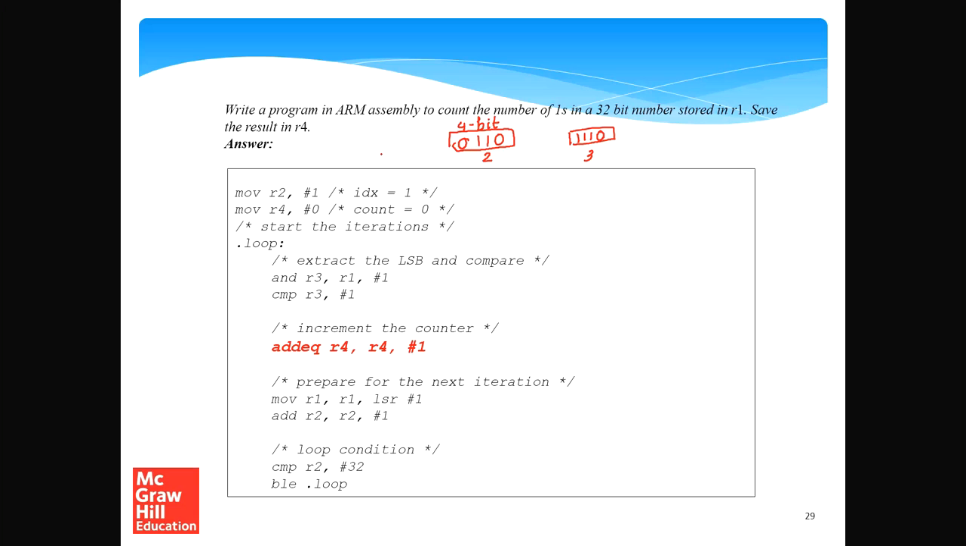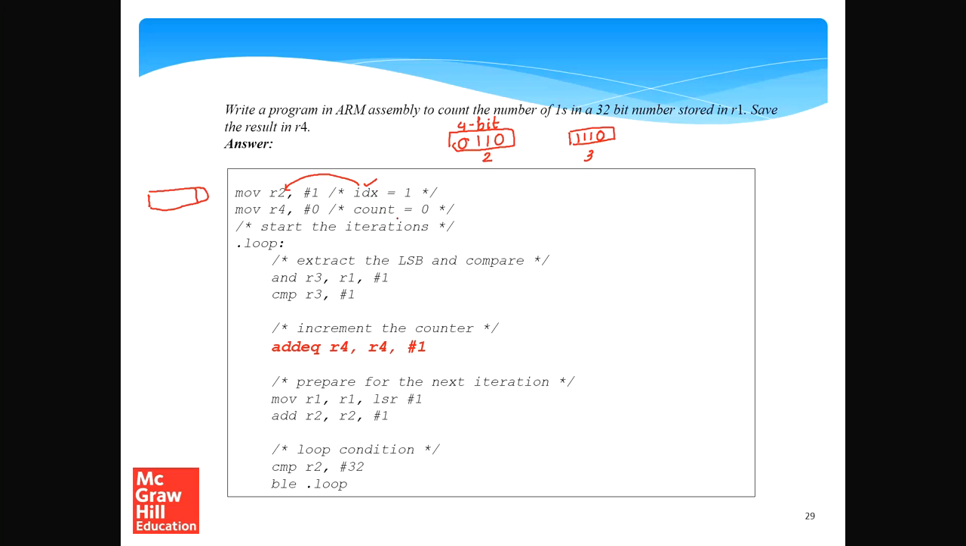So let's move ahead. So we want to have a loop. So what is the idea? The idea is that in a 32-bit number, each of these bits needs to be considered one after the other. We need to check if it's a 1 or not and increment a counter. So essentially, if there is a loop, we need an index. So let's have an index variable. Let's map it to R2, initialize it to 1.